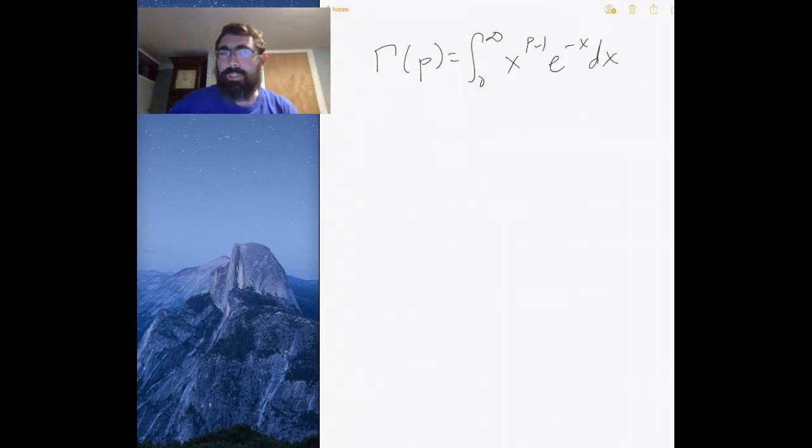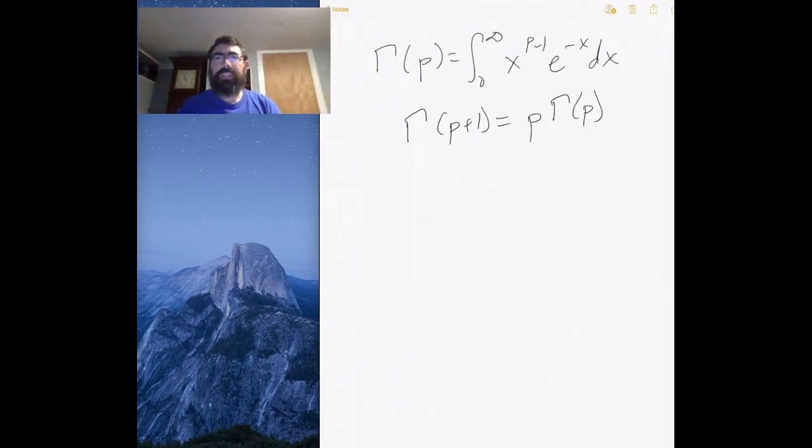And what we also found was this recursion relationship, where if I take gamma of p plus 1, then that would just be p times the gamma of p. So if we figure out one, we can pretty much apply it to others, but we only really looked at that in terms of p being a number greater than minus 1.